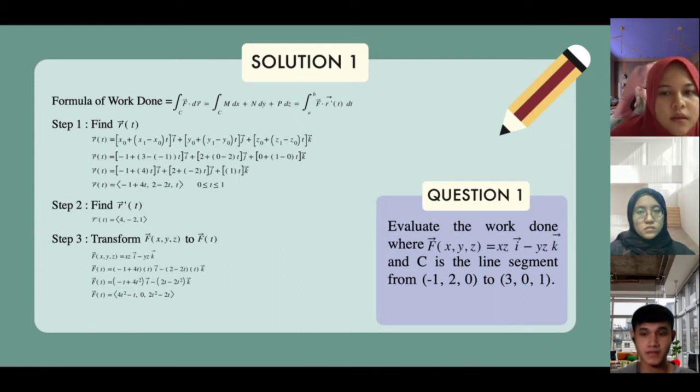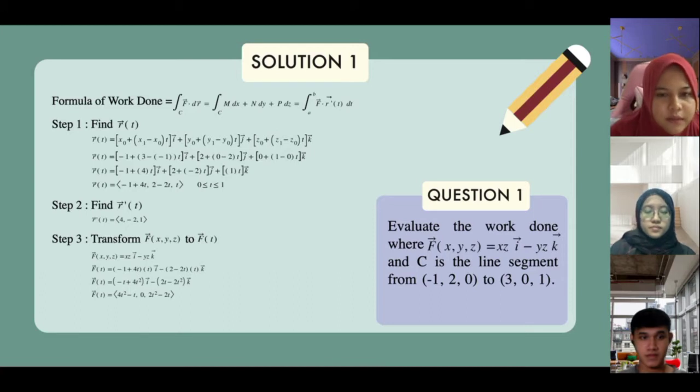So step 2, we need to find the derivative of r(t). We differentiate the answer we got above, where we will get the vector (4, -2, 1) after differentiating r(t). So we move to step 3, transform the vector F(x, y, z) to vector F(t). From vector r(t), we know that x is -1 plus 4t, y is 2 minus 2t, and z is equal to t.